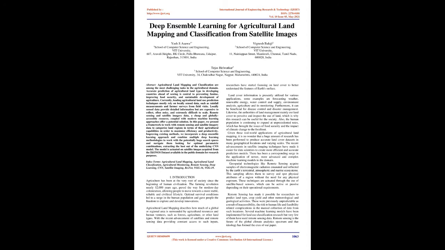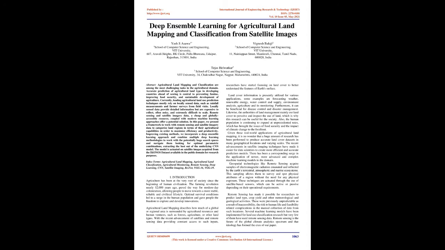scale. Remote sensing and satellite imagery data, a cheap and globally accessible resource, coupled with modern machine learning approaches, offer a potential solution. In this paper, we present a framework to work with remote sensing and satellite imagery data to categorize land regions in terms of their agricultural capabilities in order to maximize efficiency and productivity.